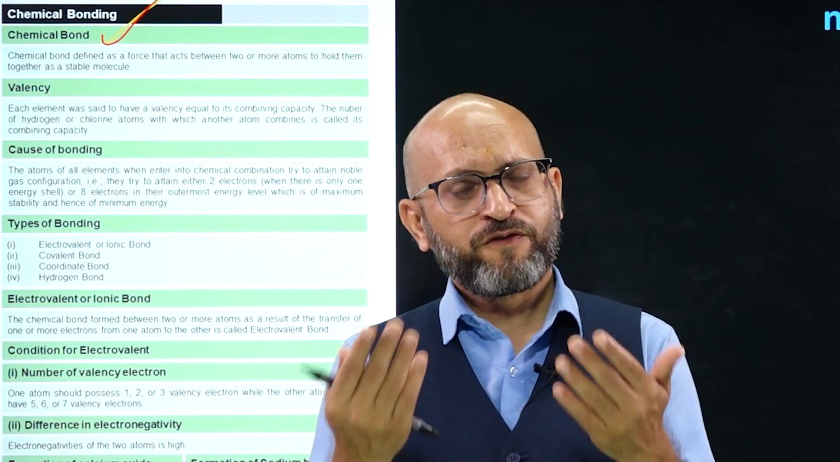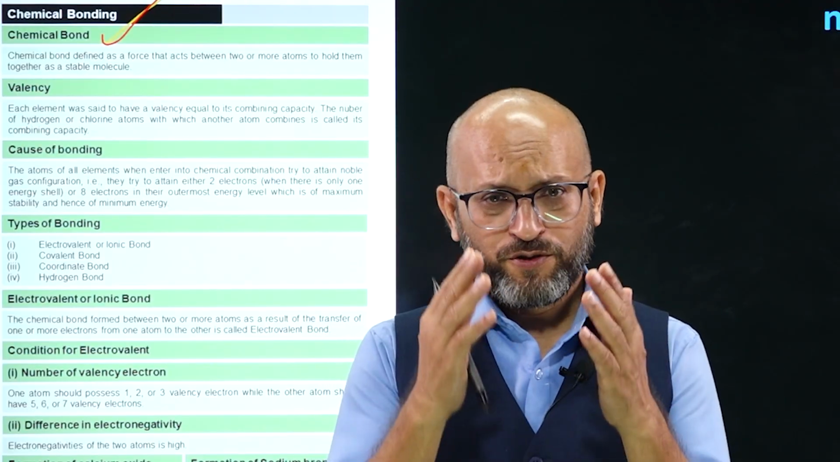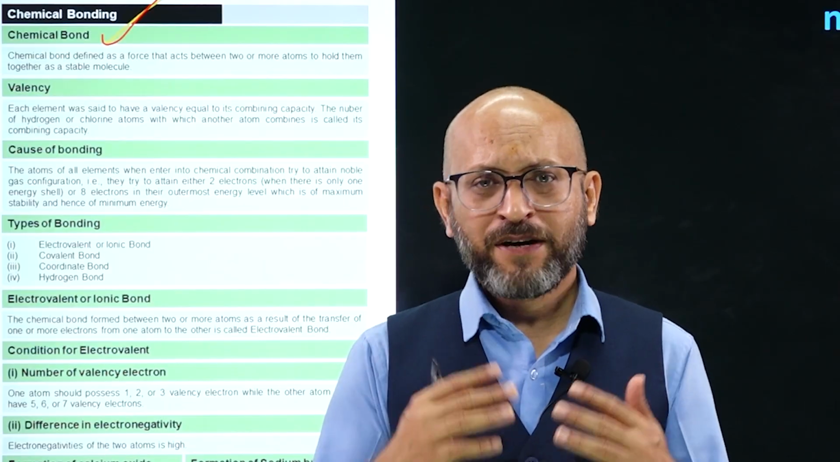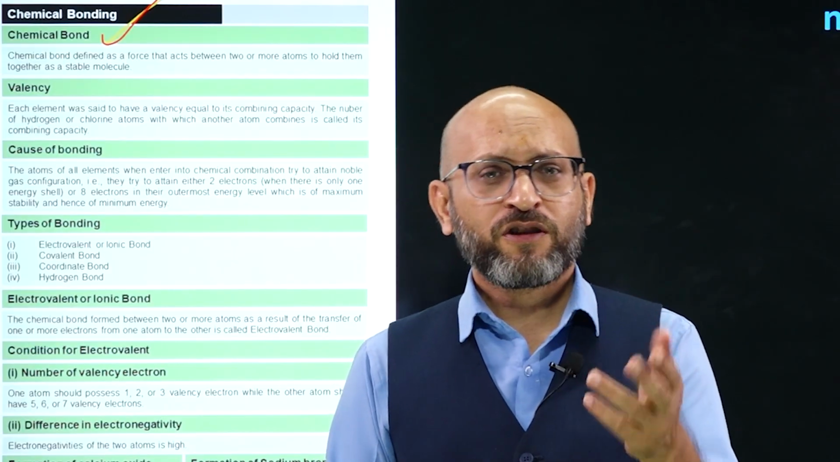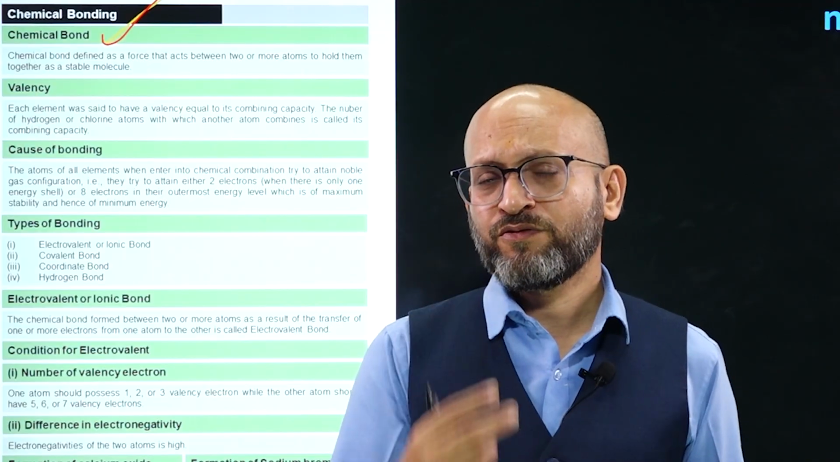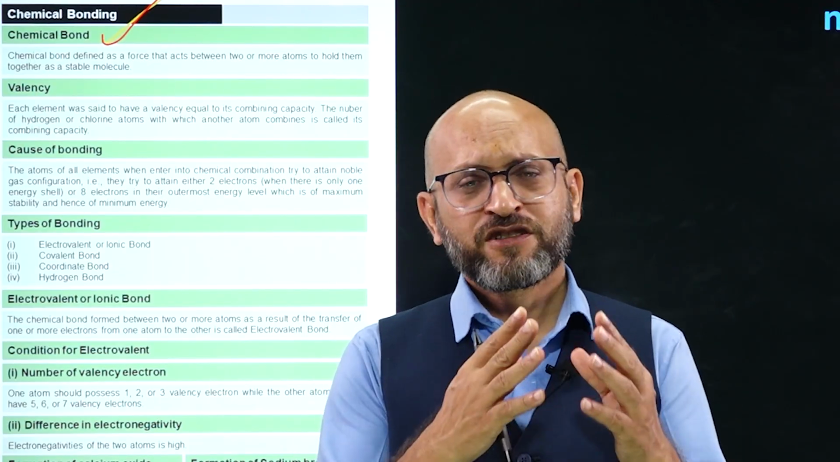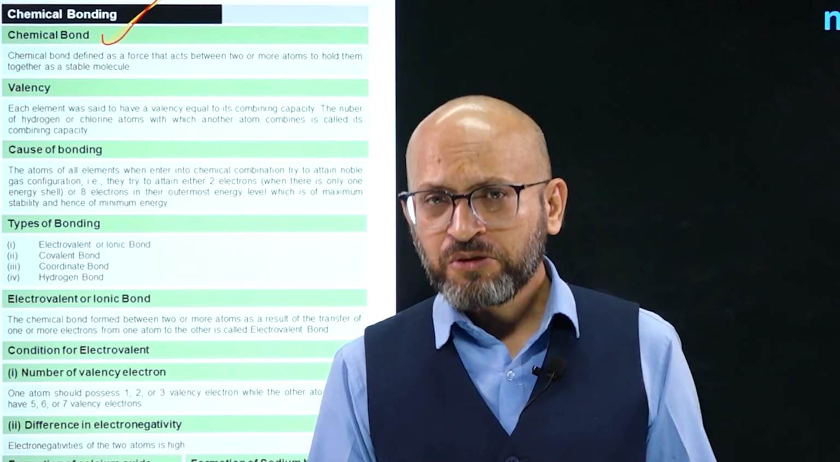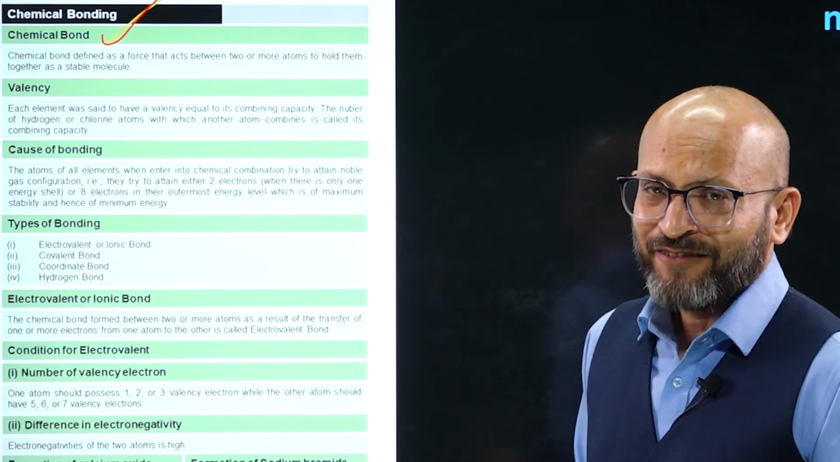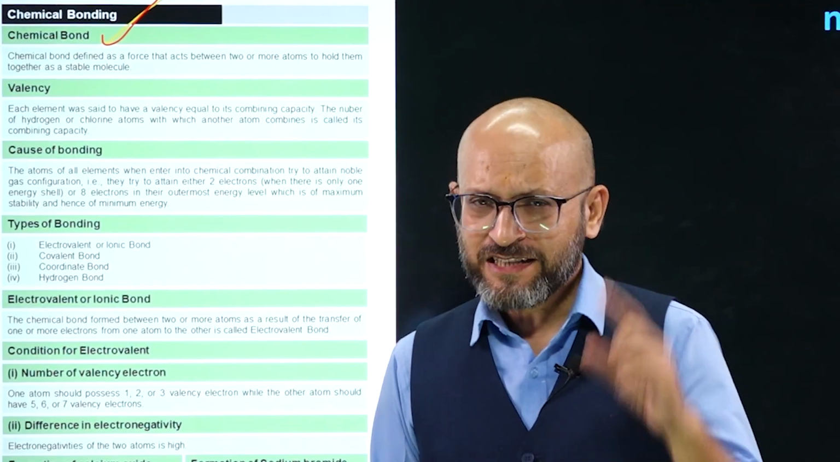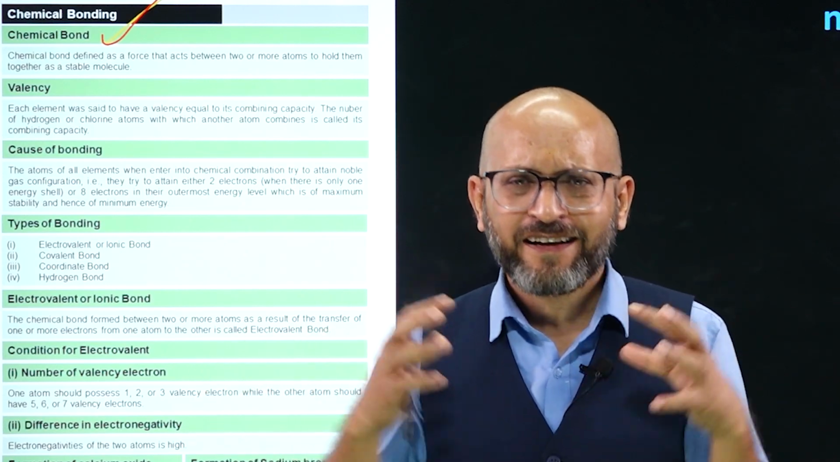If the number of chlorine or hydrogen atoms, let us say in group 2 elements, calcium, barium, beryllium, combining with them is 2, we say the valency of calcium, magnesium, barium is 2. That is all. Next, why do they combine? You must be thinking, why do atoms combine, right?